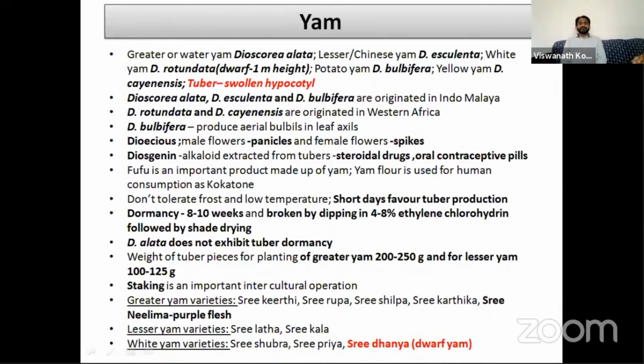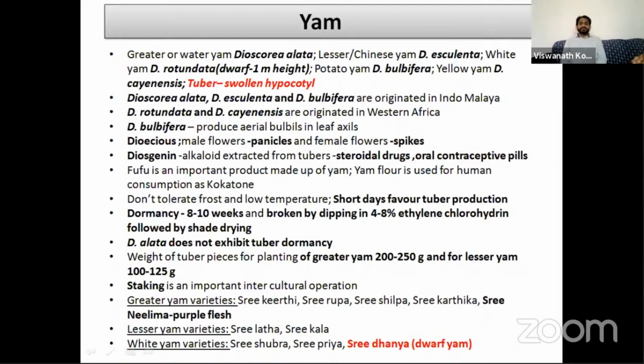There is an important alkaloid, diosgenin, extracted from the tubers of some yam species. Diosgenin is used in the preparation of steroidal drugs and oral contraceptive pills. So yam is a purely tropical crop. It cannot tolerate frost and low temperature. Short days favor tuber production.